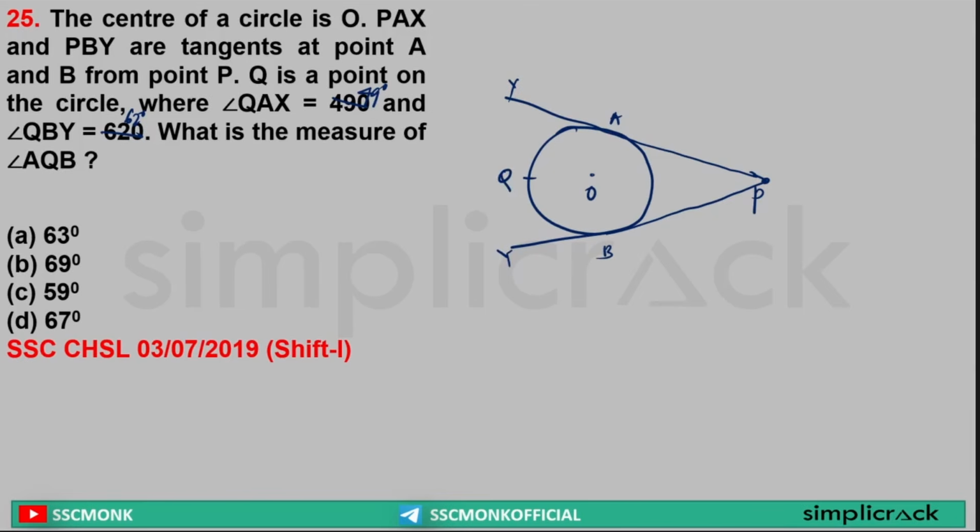Now let's say this is a point Q. So it is saying QAX, this angle is equal to 49 degree. QBY, this angle is equal to 62 degree. What is the measure of angle AQB? So it is asking about this angle. Sorted? Yes or no? Yes. Now sir, before I solve this, I would like to share a theory that is known as the alternate segment theorem. So if I join this line here, let me change the color for the betterment.